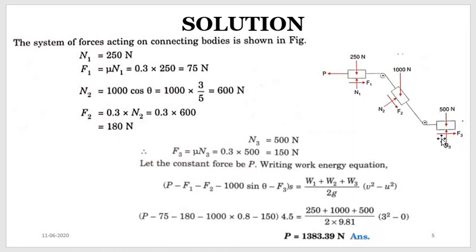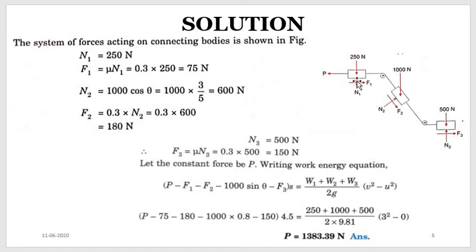And similarly, the free body diagram of the third block will give N3 is equal to 500 Newton and F3 is equal to mu into 500, which is 150. Now we know that the force P is a constant which is applied at the first block. And if we write the work energy equation for the entire system, from the definition of the work energy equation, we know that work done on the body is equal to change in its kinetic energy. So work done is force into displacement.